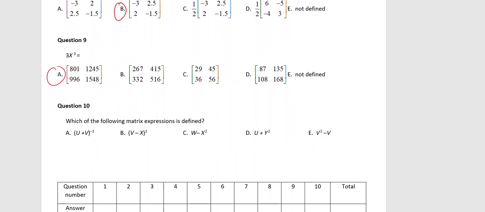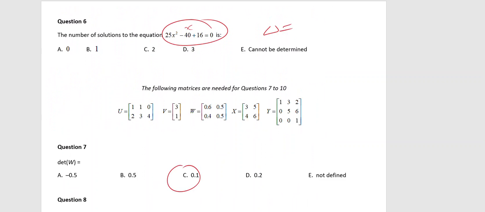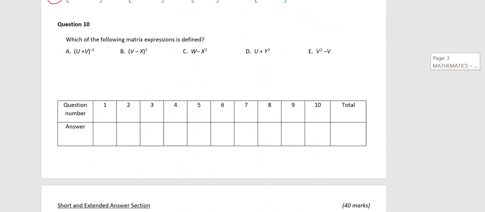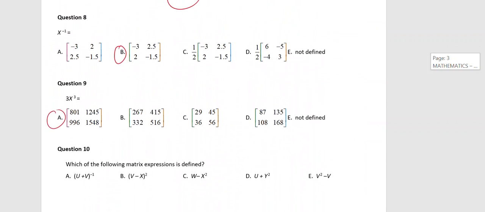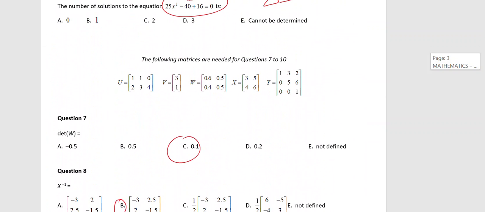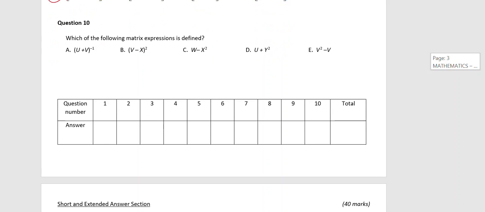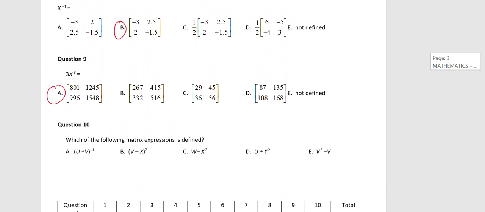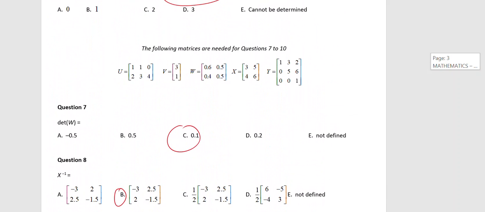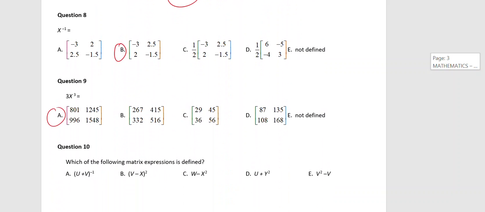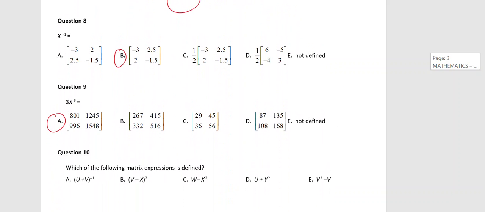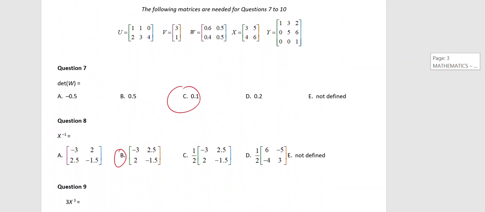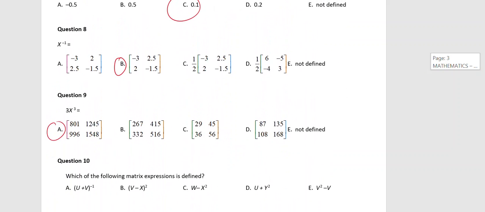Which of the following matrices is defined? So you've got to physically check. Well, can we do u plus v? Can u add to v? U cannot add to v, so that's not going to be defined. You can't find the inverse of u plus v because u plus v doesn't exist itself. V minus x, that won't work either because the dimensions are different. W minus x squared, that could work actually.